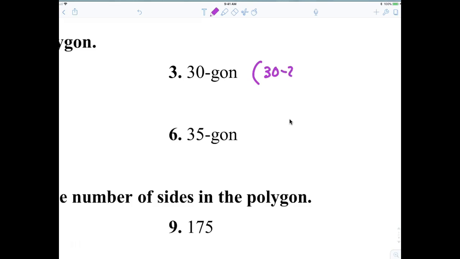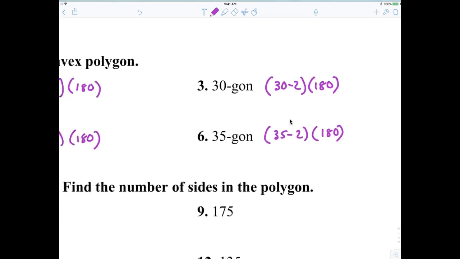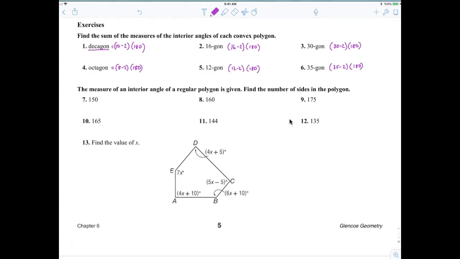They're just showing you that once you get to large numbers, you just use the number itself to describe the polygon. All right, is everybody okay with that? Very simple. Now, here is the next important thing.